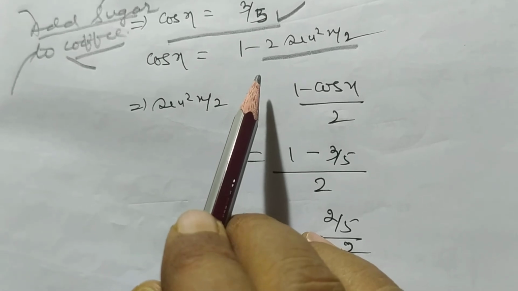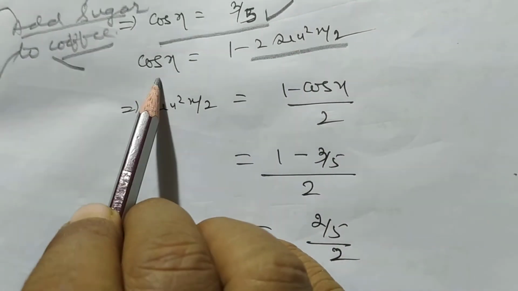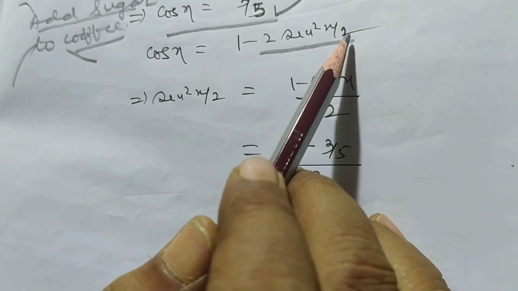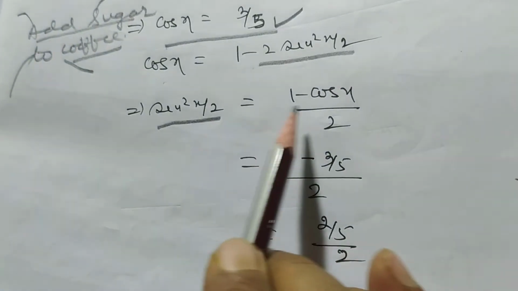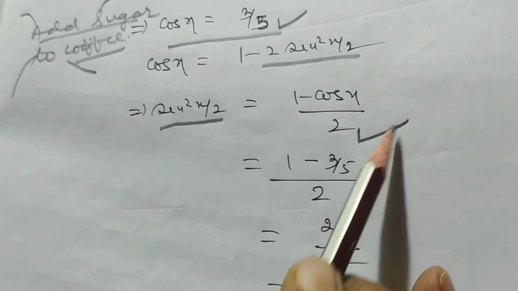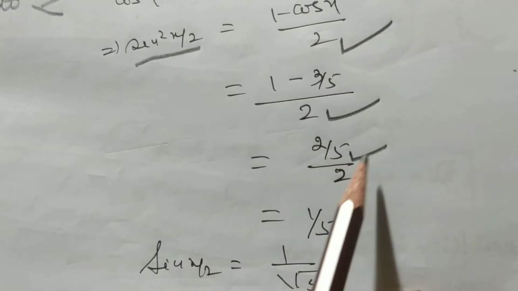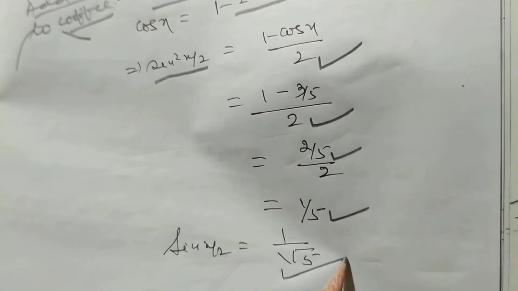We use the formula cos 2 theta is equal to 1 minus 2 sin square theta. Cos x is equal to 1 minus 2 sin square x by 2. Multiple or sub-multiple formula. So sin square x by 2 is equal to 1 minus cos x by 2. That is 1 minus 3/5 by 2. That is 2/5 by 2. That is 1 by 5. So sin x by 2 is equal to 1 by root 5.